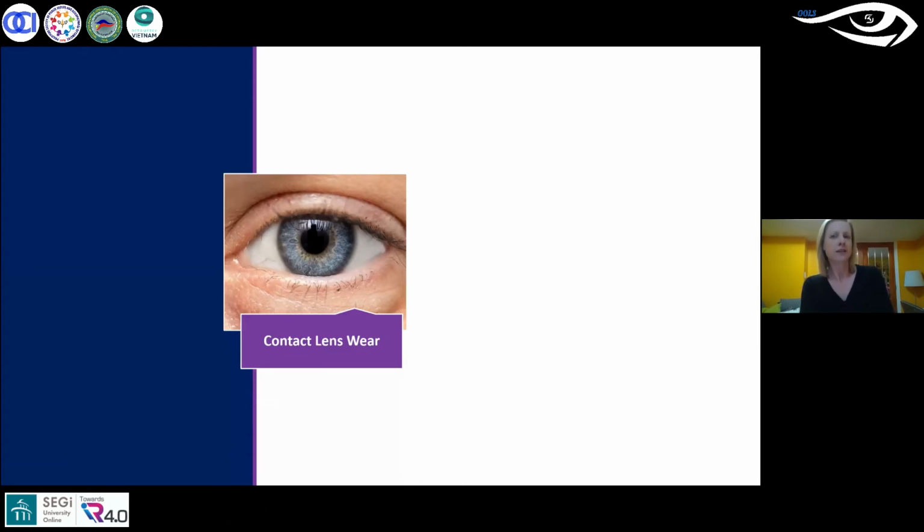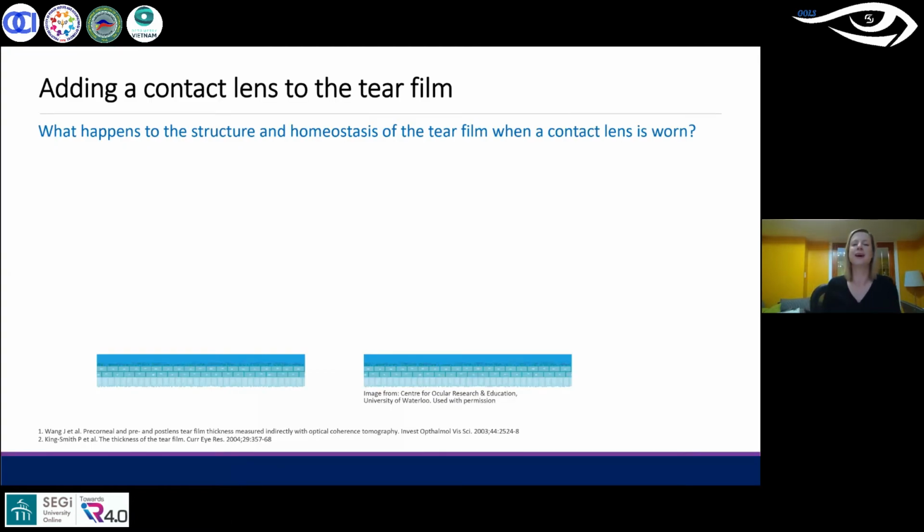Okay, so that's your dry eye disease population. What about your contact lens wearers, and where do they fit in? Okay, well, let's have a little think about, these are my diagrams. I'm not an artist, so we'll say that this is an artist's impression. This is not an accurate diagram.